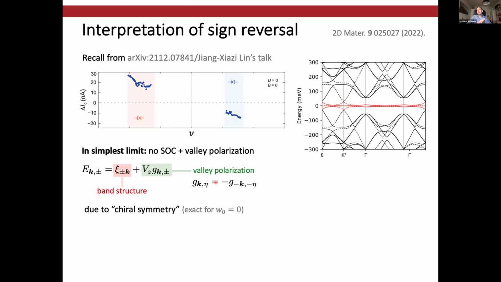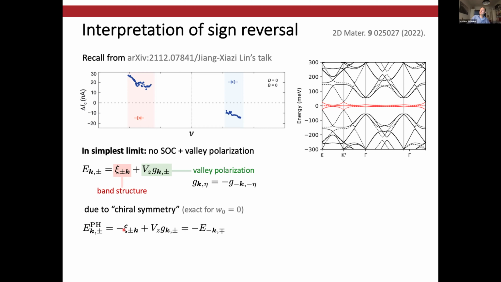And the band structure is approximately, not quite, but approximately symmetric around zero energy, which is actually the case in this chiral limit again. And this means that if you go from electron to hole doping, you have to replace this effective dispersion in this way.